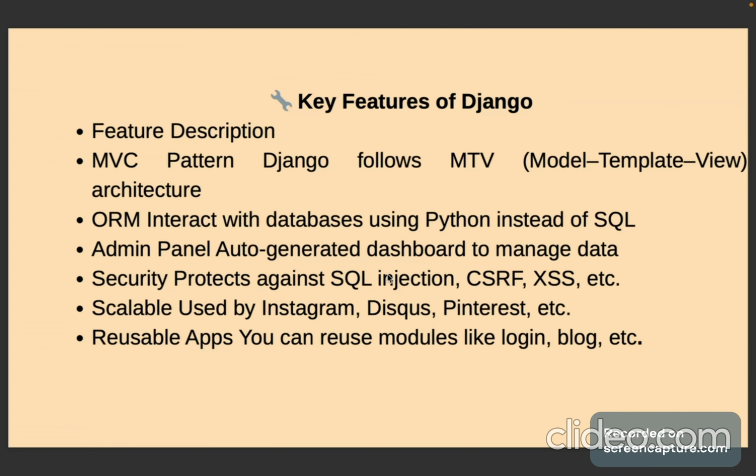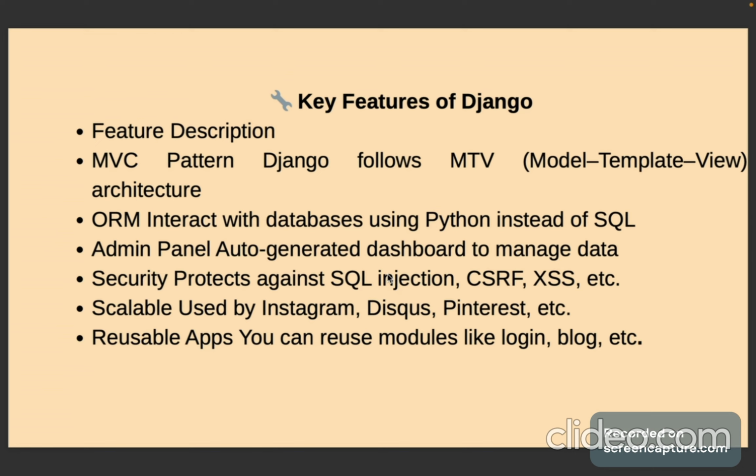So what are the key features of Django? It follows MTV architecture. MTV architecture means Model Template View, right? What is the MVC pattern? Django follows MTV architecture, right? MVC pattern means Model View Controller. Django follows Model Template View. ORM: ORM is a technique that connects a database with an object-oriented language like Python.